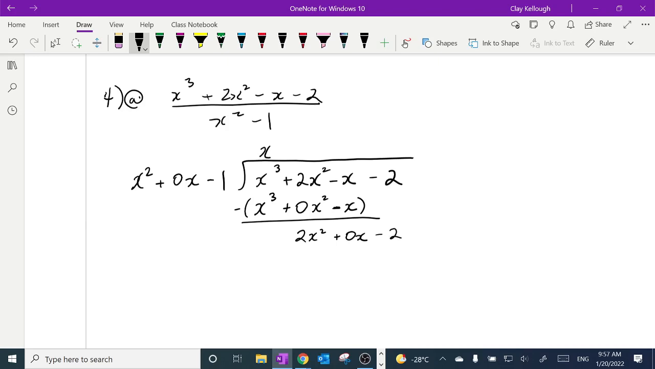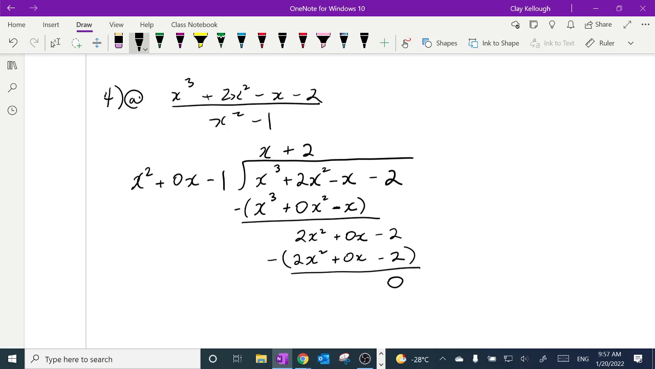Minus 2. And then I'm going to multiply by 2, because 2 times x squared gives me 2x squared. 2 times nothing is still nothing. And 2 times negative 1 is negative 2. Hey, look what's happening on this one. No remainder. And what does that mean again? When you divide and you get no remainder, what is that telling you? It's telling you that the thing you divided by is a factor of the thing you divided it into.